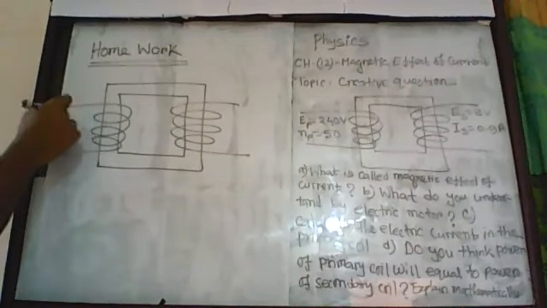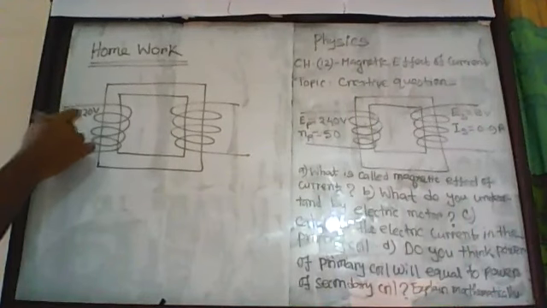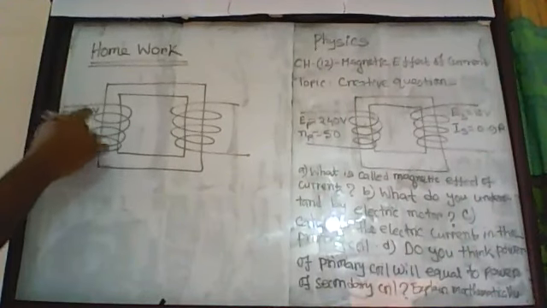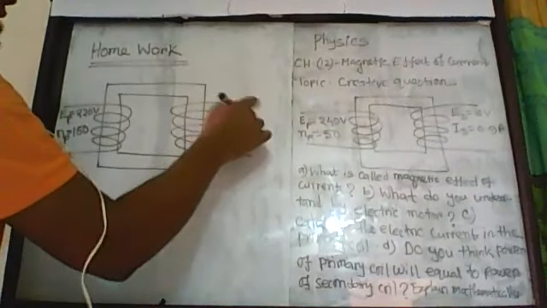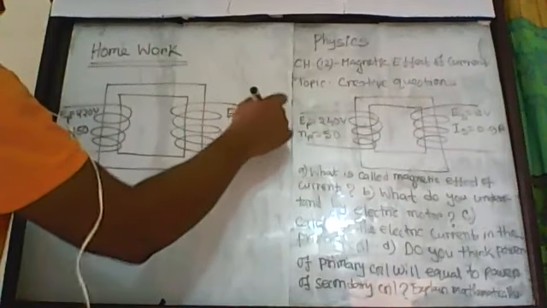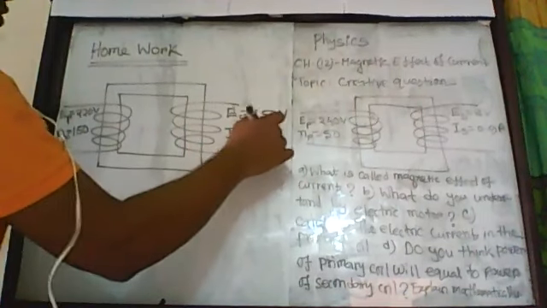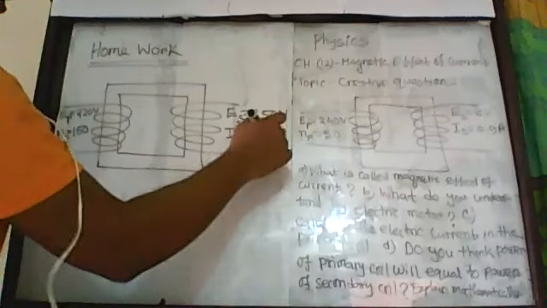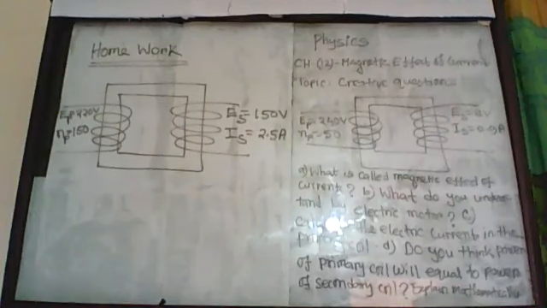At first, E_P is equal to, I think, 220 volt. And then N_P is equal to 150 coil. And then E_S is equal to, say, 150 volt, and I_S is equal to 2.5 ampere. By using these steps, boys and girls, you are going to solve that particular question at your home. I repeat that question again.